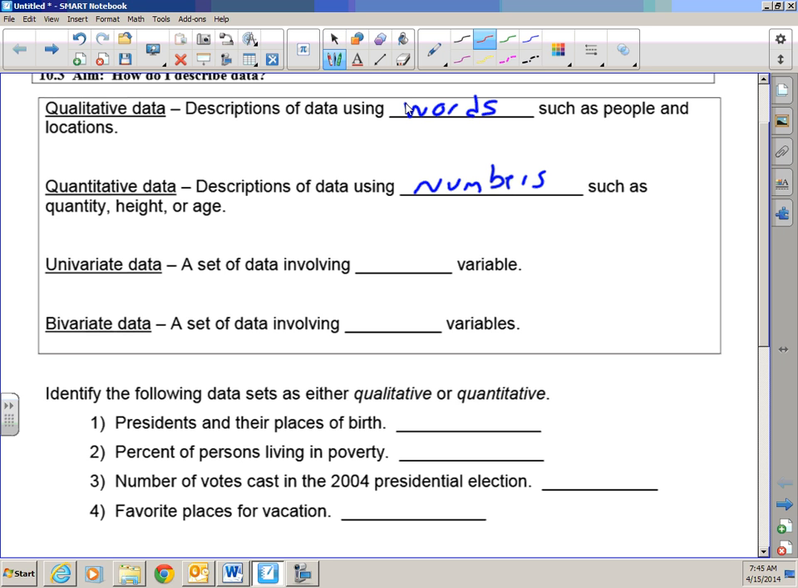Univariate and bivariate, very simple. Look at the prefix. Uni, one variable. Bivariate, two variables. Okay, so let's go through these examples.